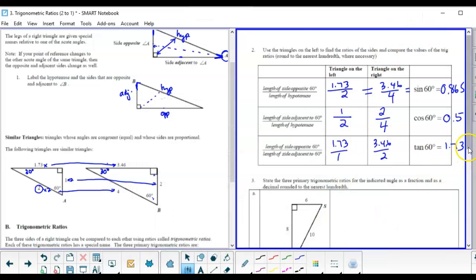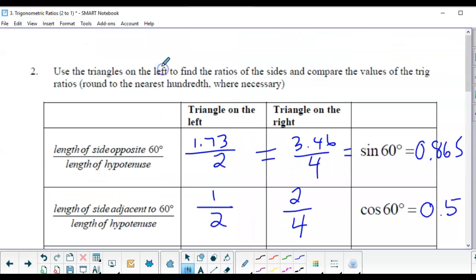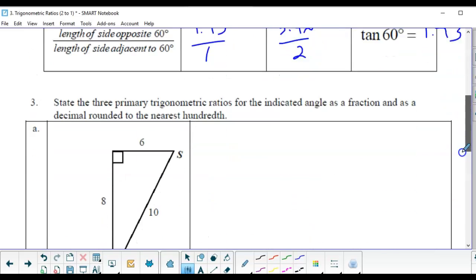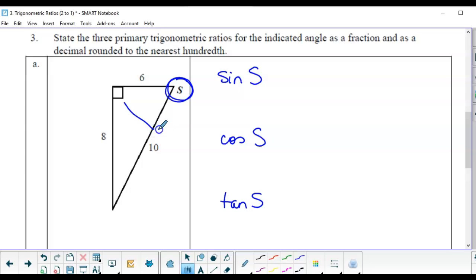Okay. All right. So now I'm going to go back to full page. Go down here. It says state the 3 primary trig ratios for the indicated angle as a fraction and as a decimal. So we want sine of S, cos of S, and tan of S. Label these sides before you even start. There's your angle that you're dealing with. This is always the hypotenuse. This is touching it, so this is the adjacent, and this is the opposite.